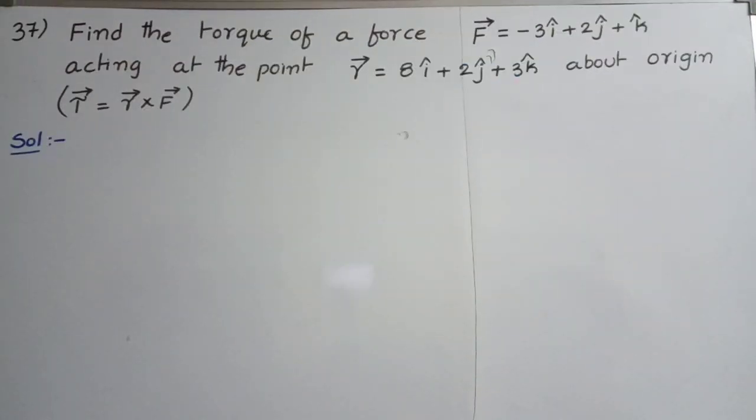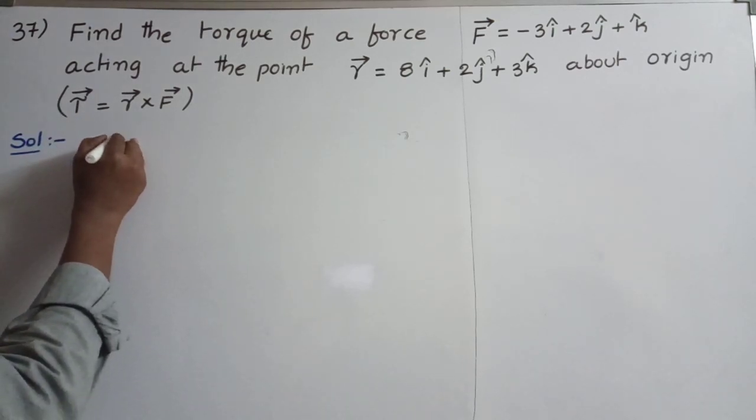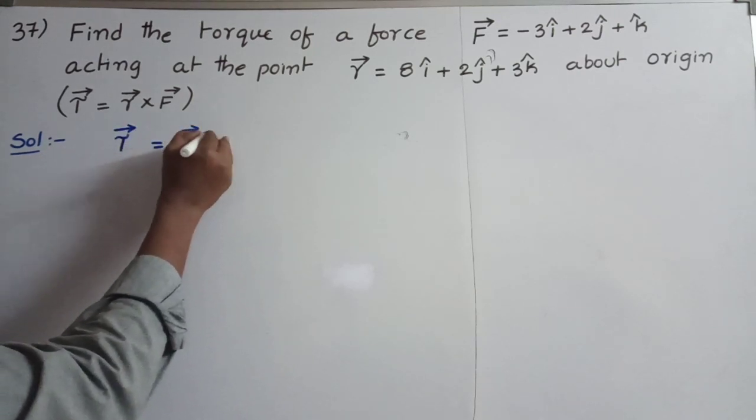Problem number 37. Find the torque of a force F bar is equal to minus 3i cap plus 2j cap plus k cap, acting at a point R bar is equal to 8i cap plus 2j cap plus 3k cap about the origin. Tau is equal to R bar cross F bar, the given formula. From this, torque tau is equal to R bar cross F bar.